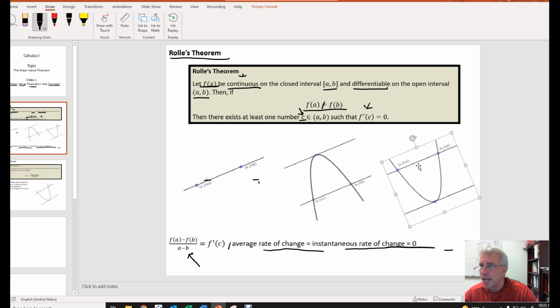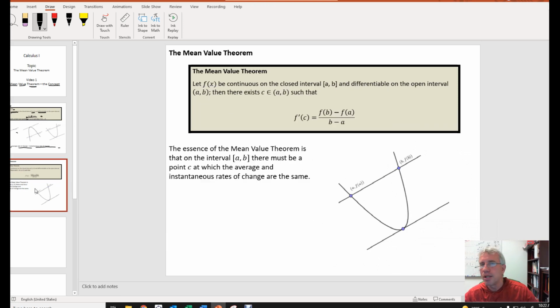the slope of the secant line right here, we would be making the claim that there must be some input value c between a and b, so that the slope of the tangent line right here matches the slope of the secant line, so that the slope of the tangent line is the same as the slope of the secant line. Or in other words, the average rate of change is equal to the instantaneous rate of change, and they may not be 0. So that's what the mean value theorem does.